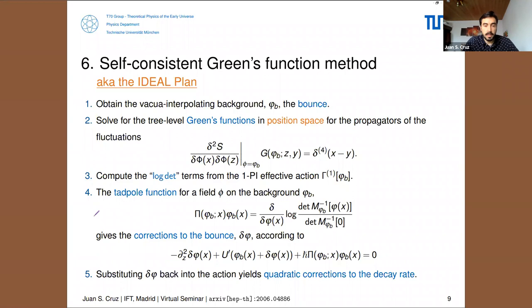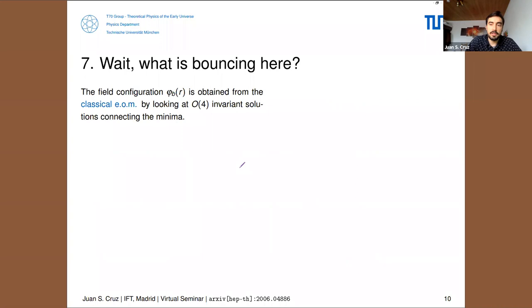So having this in mind, all we're after is computing this B, B1, and B2 that I showed you that appear in the exponent of this decay rate. And the way to do it is by means of this self-consistent method that relies on Green's functions. Now, I will try to go into every step. And of course, there are plenty of details in between, but feel free to ask.